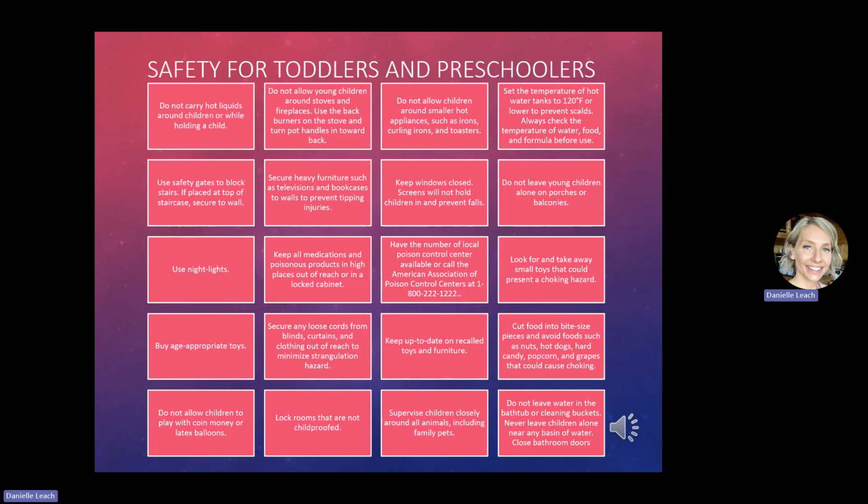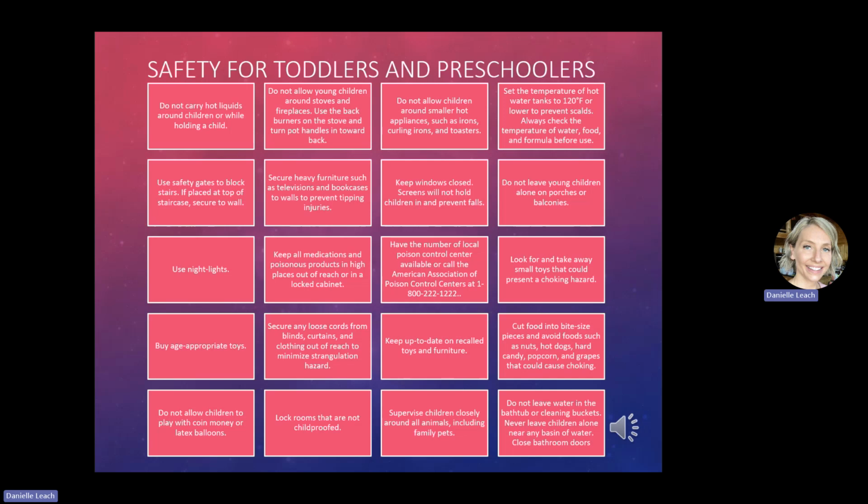Making sure we're not buying them toys that are for older children that may have little tiny parts, sort of like Legos. Making sure that we're securing any loose cords that are attached to anything, so especially things like blinds or curtains. Keep up to date on recalled items. We still want to be cutting food into little bite-sized pieces to minimize the risk of choking. Don't let them play with things like money or latex balloons because those are also high choking items.